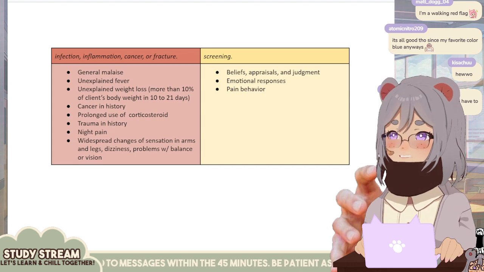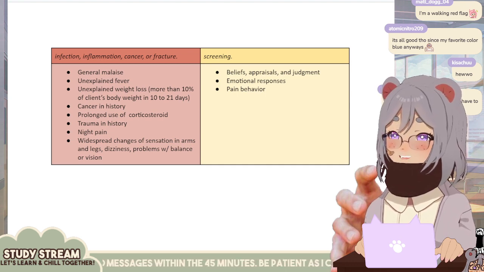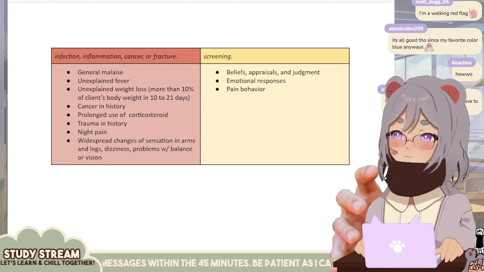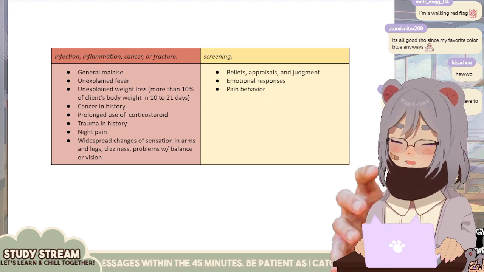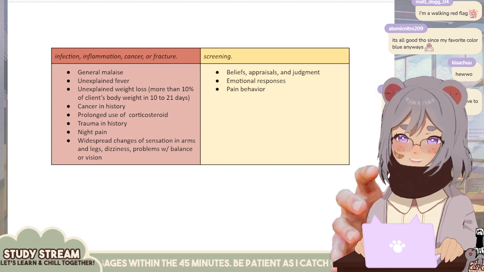Anyway, Matt says I'm a walking red flag. I'm staying as far away from you as possible. And Atomic says it's all good because my favorite color is blue anyway. Let's go! No, red is still my favorite color. I really like maroon. Anyway.